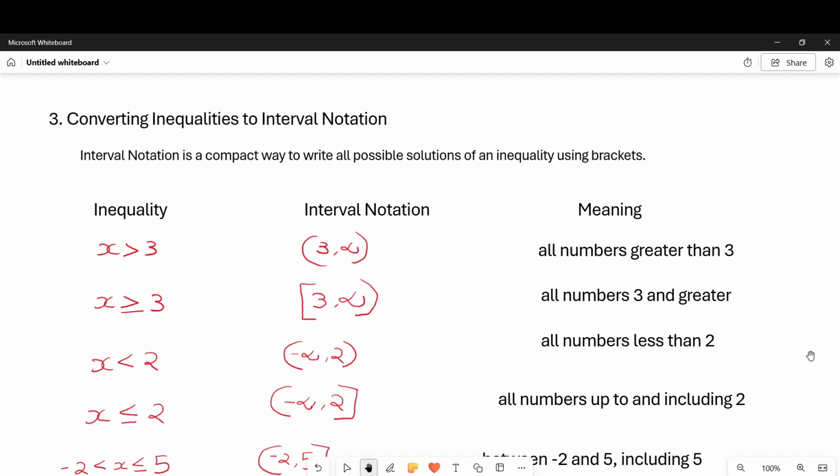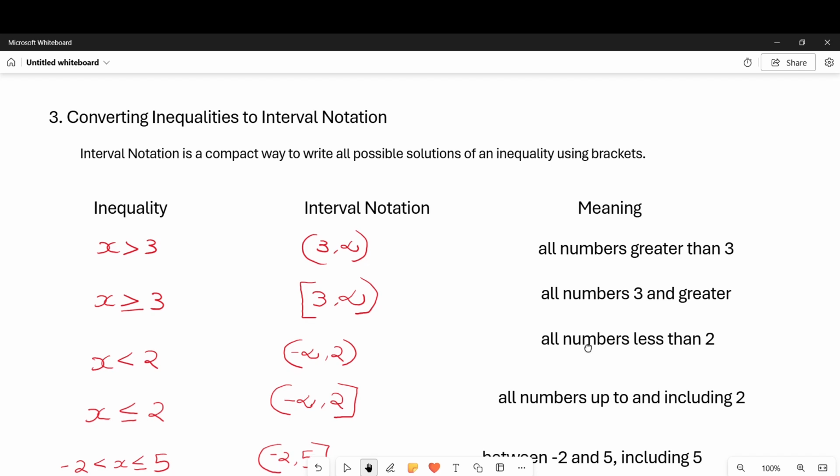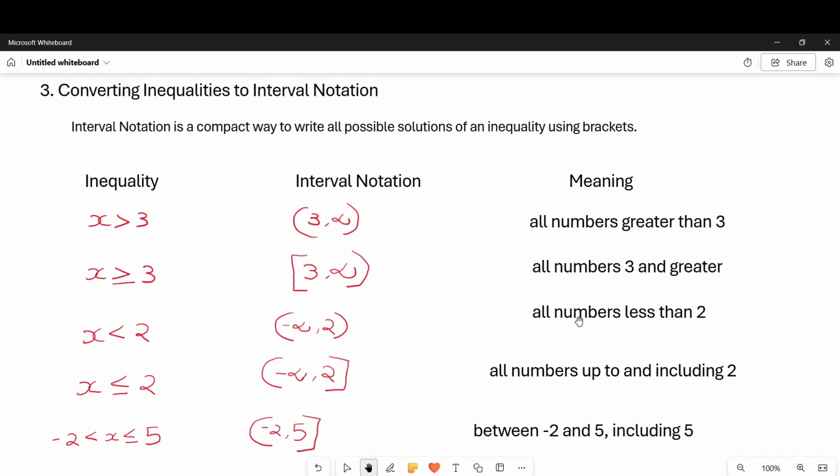The third one is converting inequalities to interval notation. Before that, let's see the definition of interval notation. An interval notation is a compact way to write all possible solutions of an inequality using brackets. In inequalities we use less than, greater than, and equal to symbols, but in interval notation we only use brackets. There are two types of brackets: one is the normal bracket, the other is the square bracket. I will explain the difference and when we need to use each.